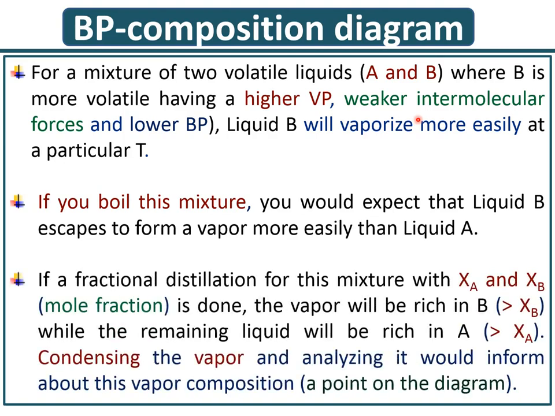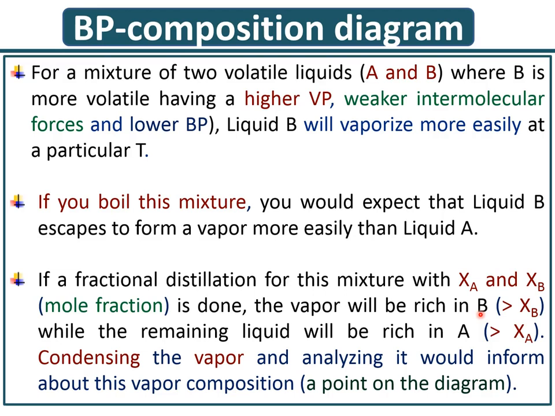This will increase the concentration of B in the vapor phase more than A. So if a fractional distillation for this mixture of XA and XB is done, the vapor will be rich in B, which indicates that the composition of B in the vapor phase will be higher than the composition of B in the solution phase. While the remaining liquid will be rich in A. So the composition of A in the solution phase will be higher than the composition of A in the vapor phase.